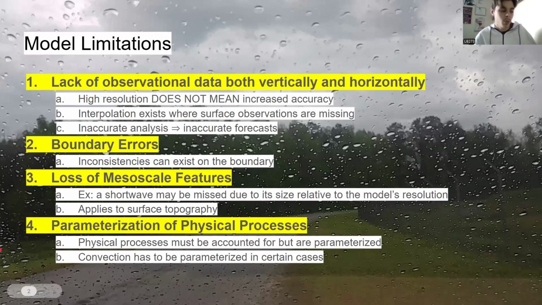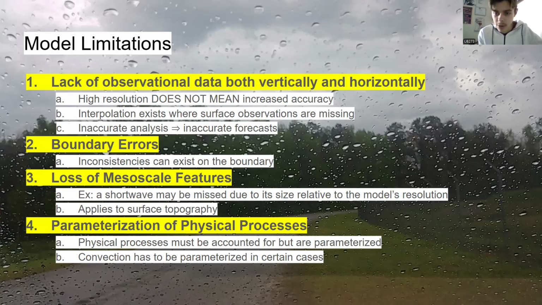So we want to talk about model limitations. We have a lack of observational data both vertically and horizontally at times. It's important that if we have a model that's high resolution, it does not mean that we have increased accuracy always. Interpolation exists where the surface observations are missing, so that can result in errors or limitation. If we have inaccurate analysis, we can have inaccurate forecasts.